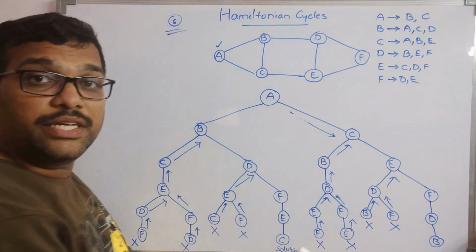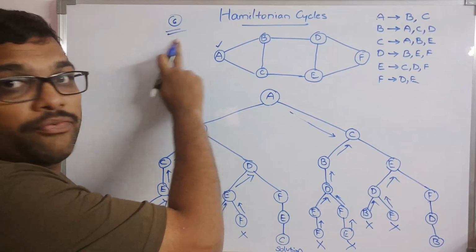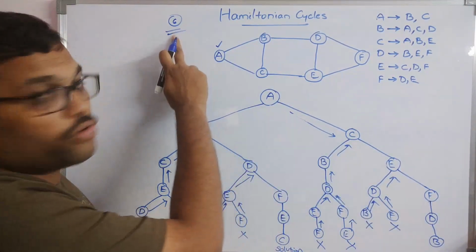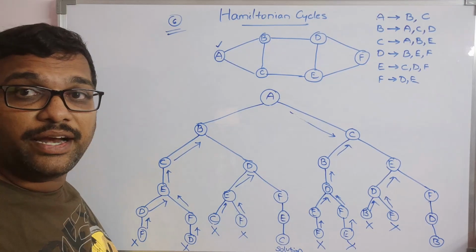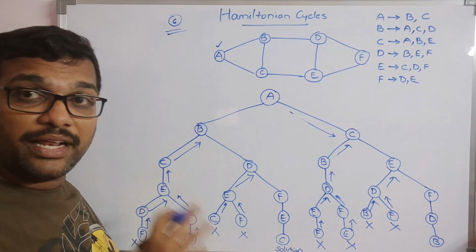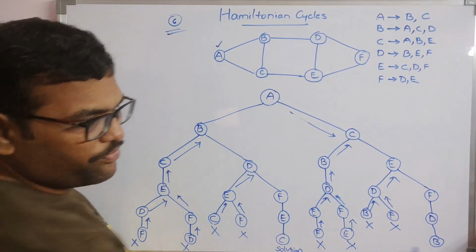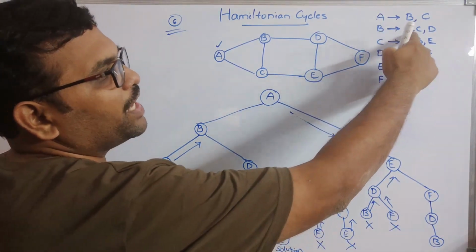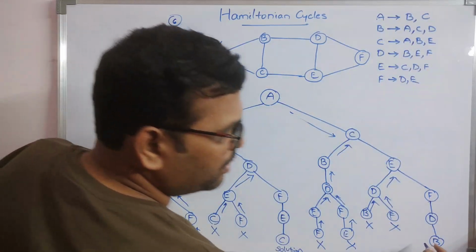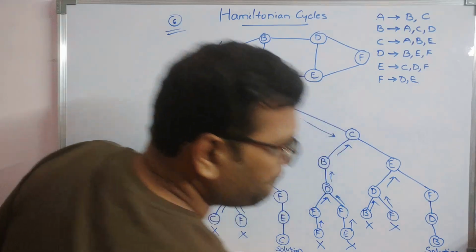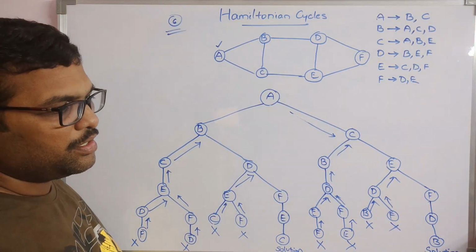So all nodes visited, right? Now check the total number of nodes: 1, 2, 3, 4, 5, 6. So all nodes have been visited exactly once. So it may lead to the Hamiltonian cycle. Now check the edge from B to A, whether B is having an edge to A. Yes, it is having. So this forms the Hamiltonian cycle. This is one solution.